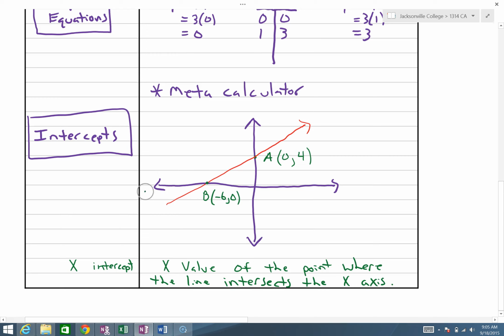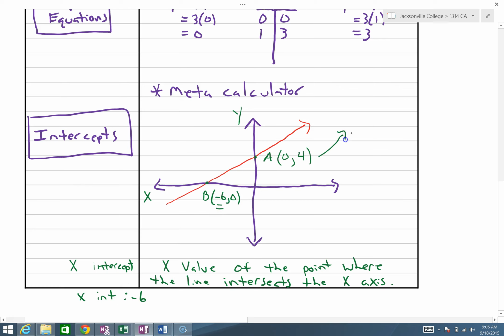All right, so this is my x-axis, the horizontal one. This is my y-axis, the vertical one. This point here, graphically, it's perfectly okay to call this the x-intercept. But specifically, what the x-intercept is, is this value here. In this case, our x-intercept is -6. It is the x value of this point where the line crosses over the x-axis.